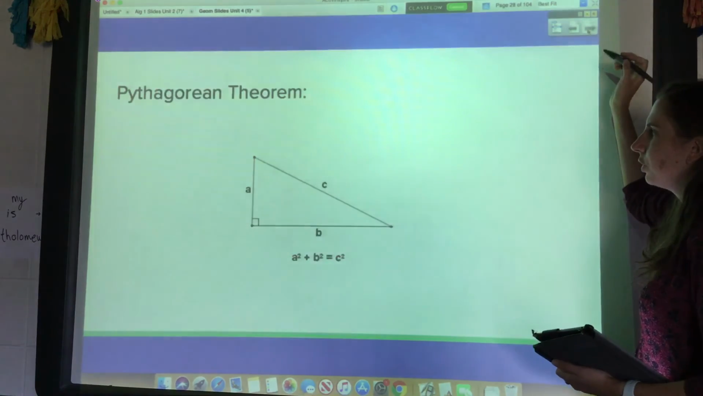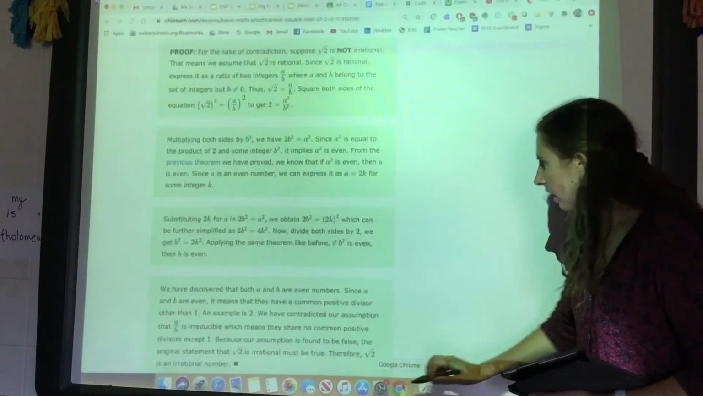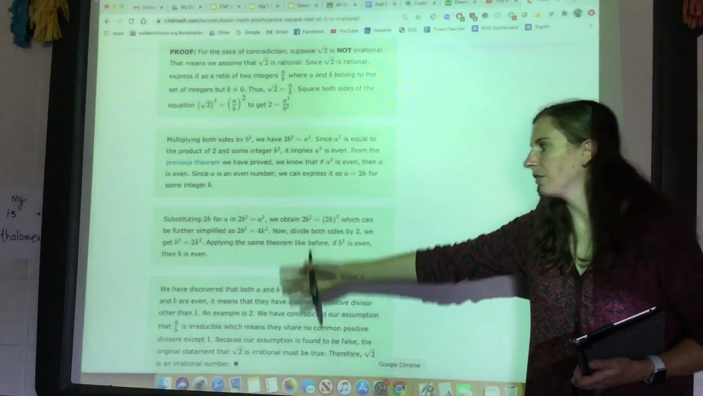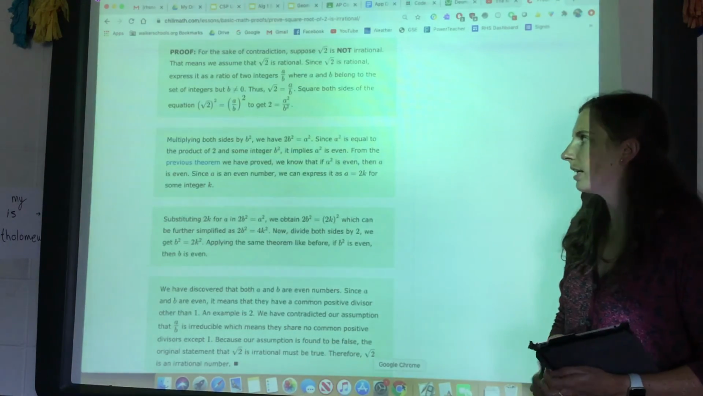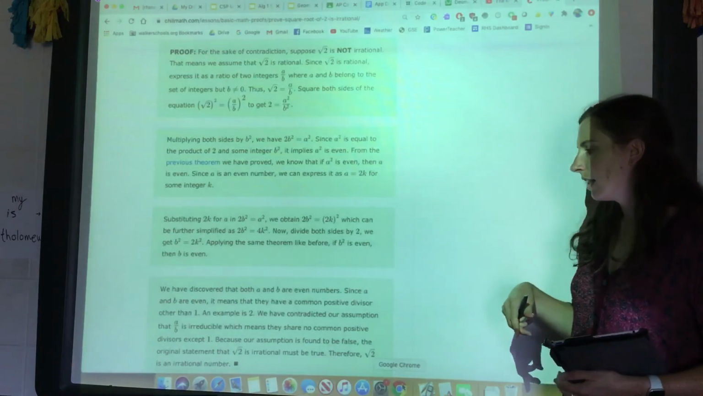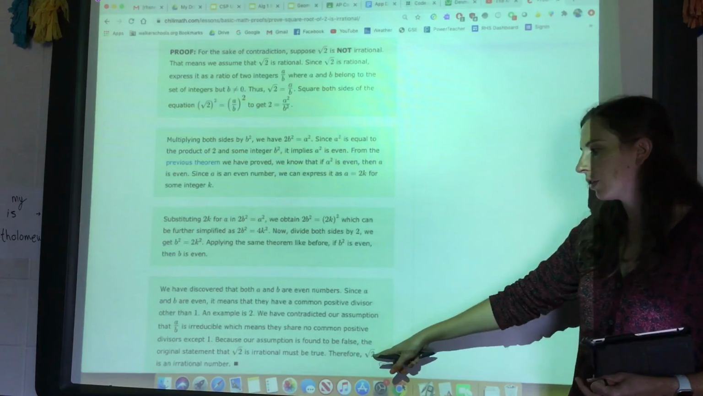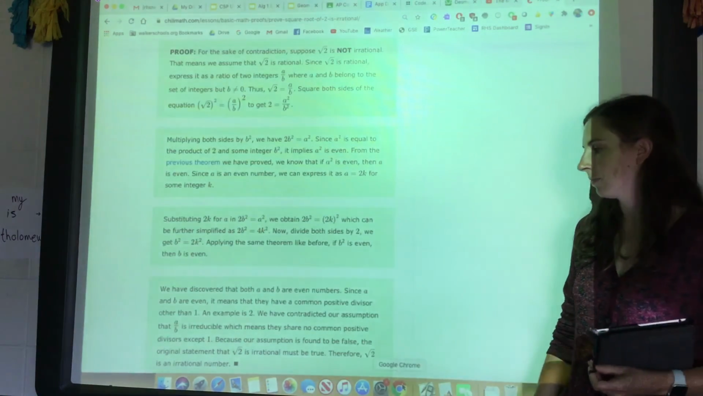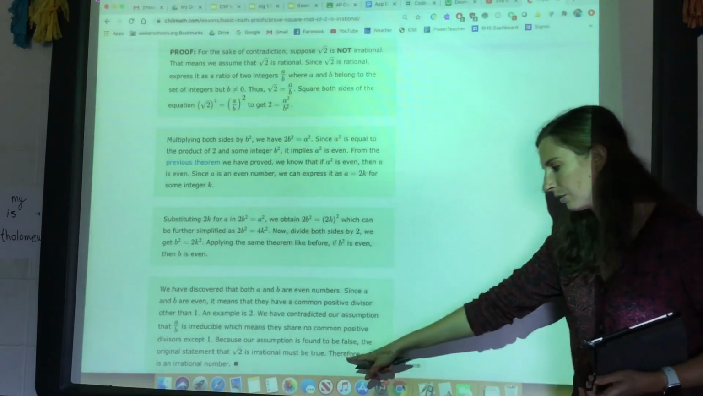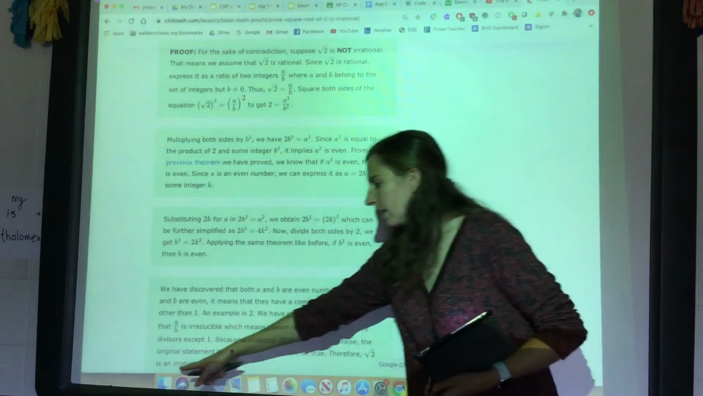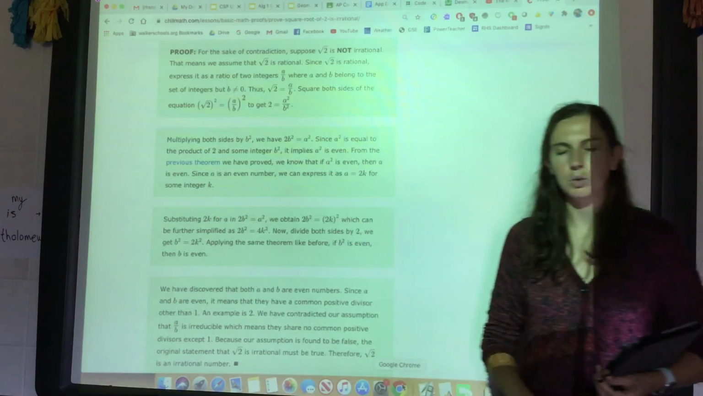I want to show you one other random proof written as paragraphs. You don't have to worry about understanding this completely. If you want to read through it, that's great. This is a proof that the square root of 2 is an irrational number. They're going to conclude, therefore, the square root of 2 is an irrational number. Put your little square that you're done.